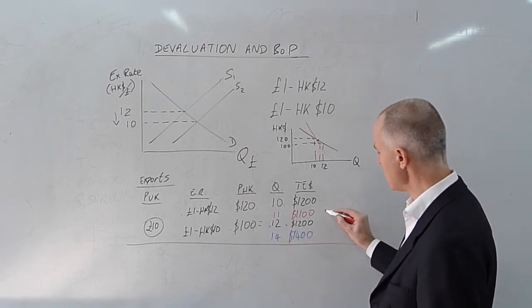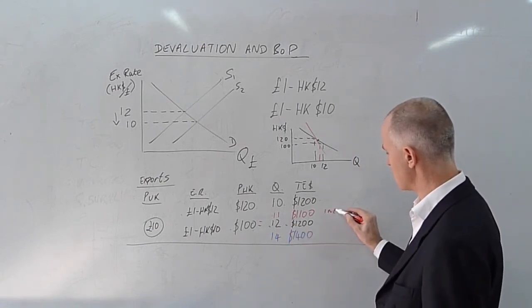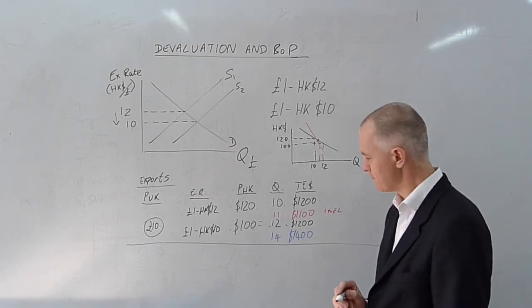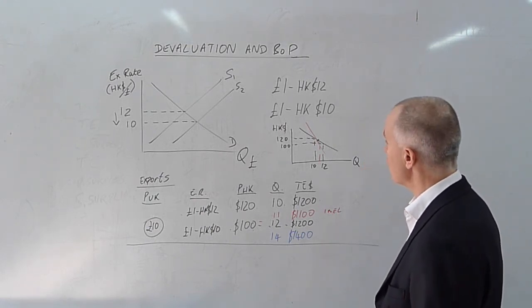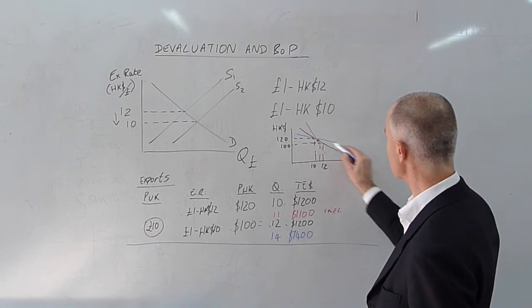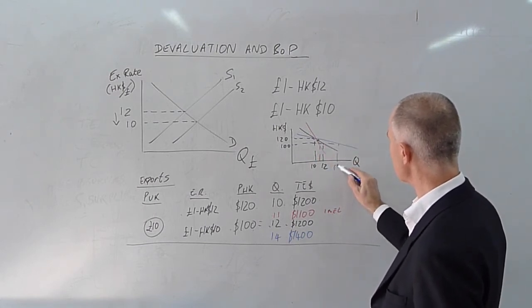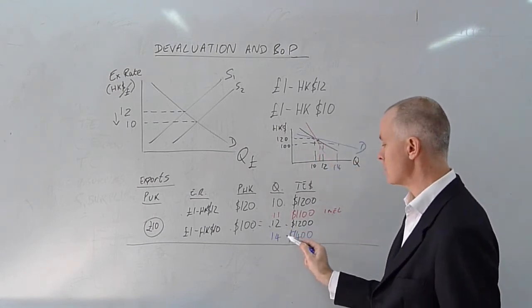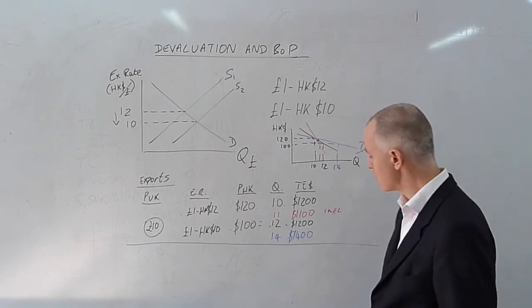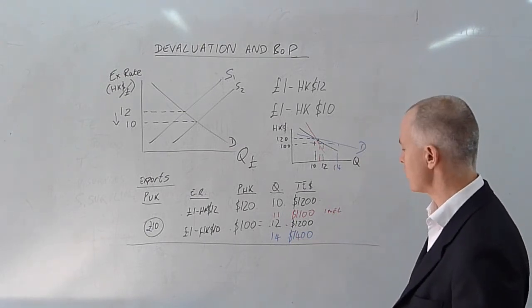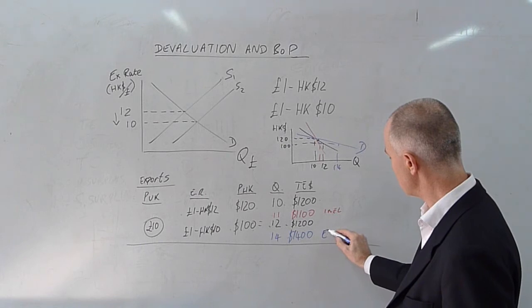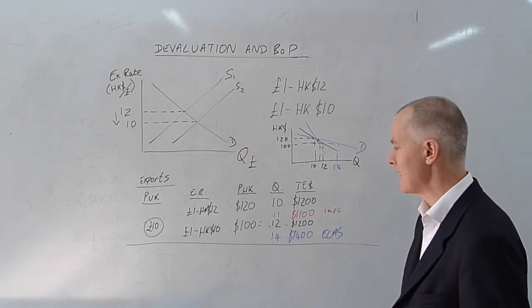This would be an inelastic demand. It's also possible, of course, that demand increases by more than 2 units. For example, in the case of the blue numbers, 2, 14, and this would represent elastic demand.